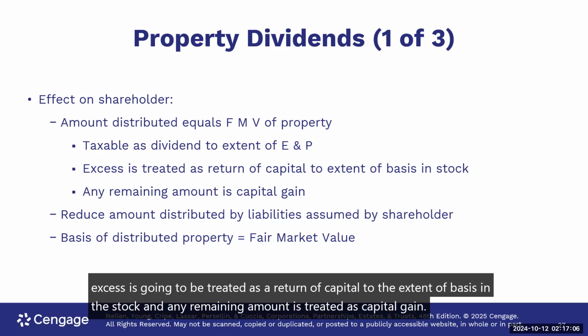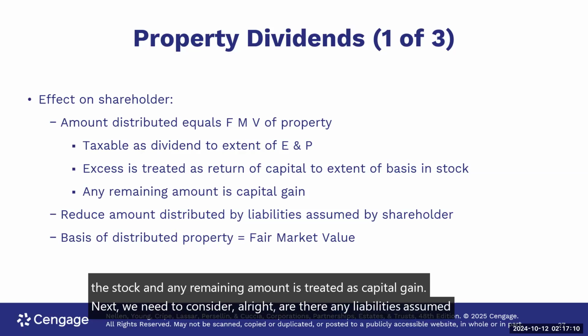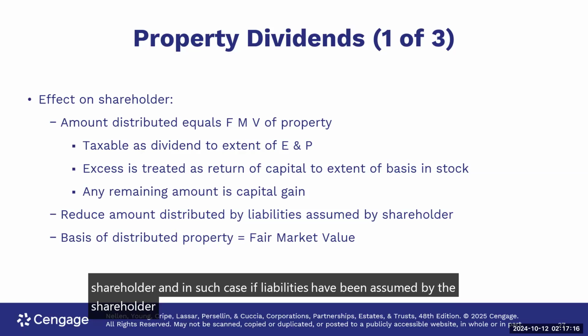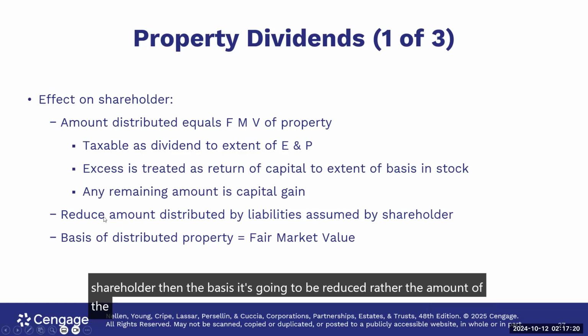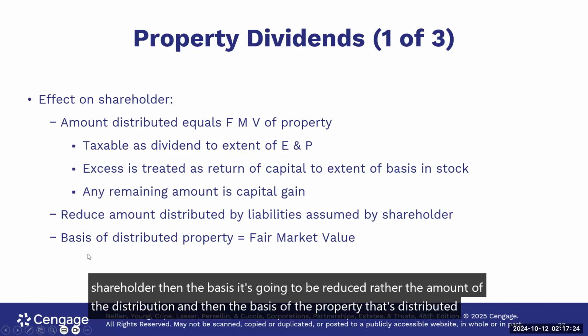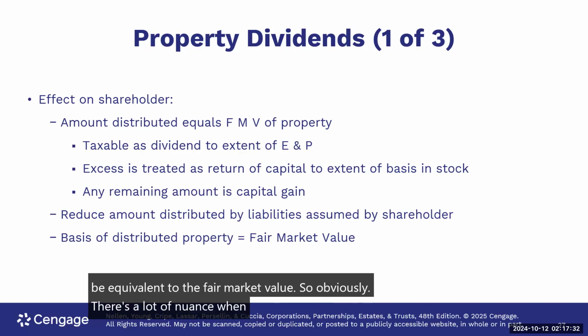Next, we need to consider, are there any liabilities assumed by the shareholder? In such a case, if liabilities have been assumed by the shareholder, then the amount of the distribution is going to be reduced, and then the basis of the property that's distributed would be equivalent to the fair market value. So obviously, there's a lot of nuance when it relates to property dividends.